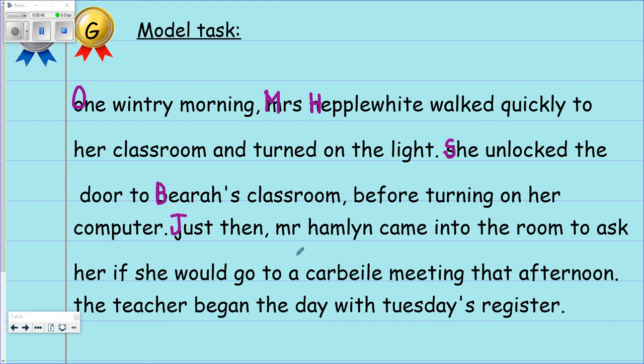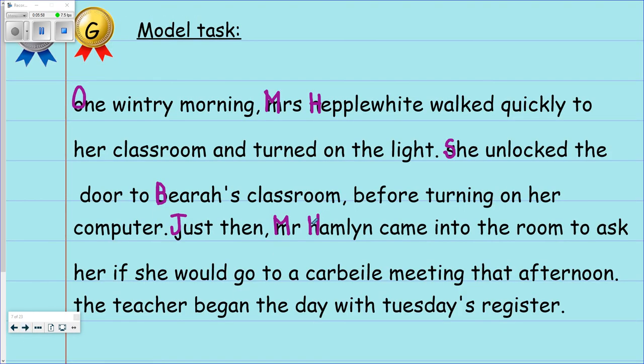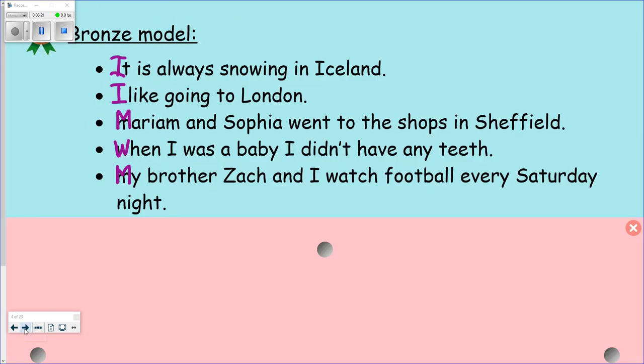Just then, Mr. Hamlin came in. Now, Mr. Hamlin is a proper noun, so capital M for Mr., capital H for Hamlin. Oh, what's Mrs. Marks done? There we go. Mr. Hamlin came into the room to ask her if she would go to a Carbeal meeting that afternoon. Now, Carbeal is a proper noun, so that would have a capital letter, capital C, full stop, the teacher, capital T after a full stop. No, Mrs. Marks, what are you doing?